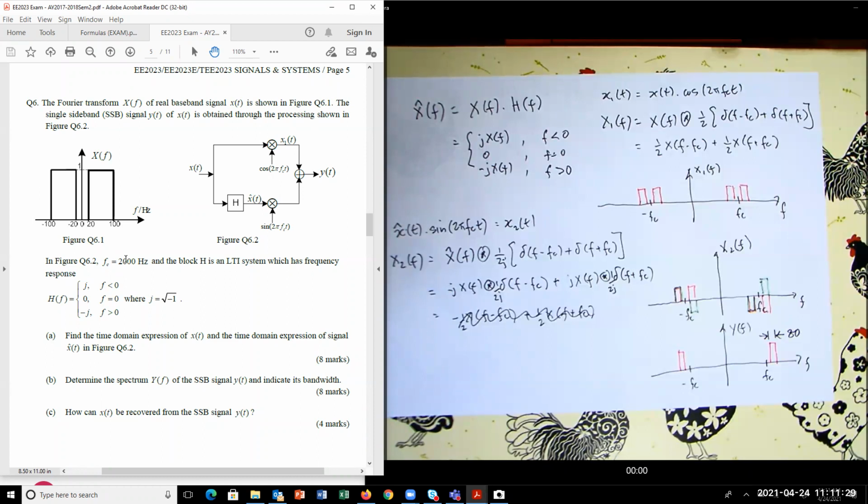Okay, let me flash the thing for you. Yeah, we have the details here, which actually works out everything in detail.